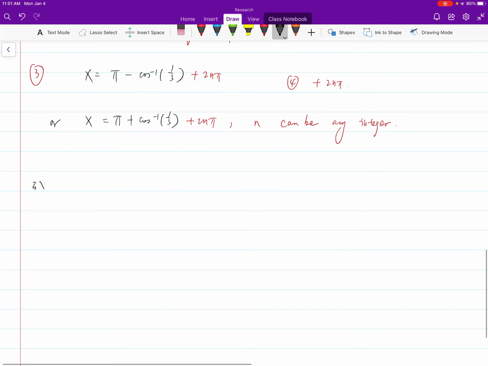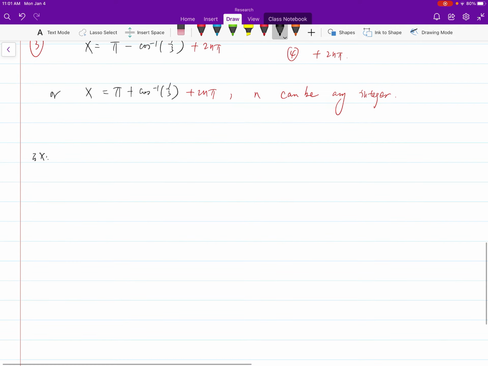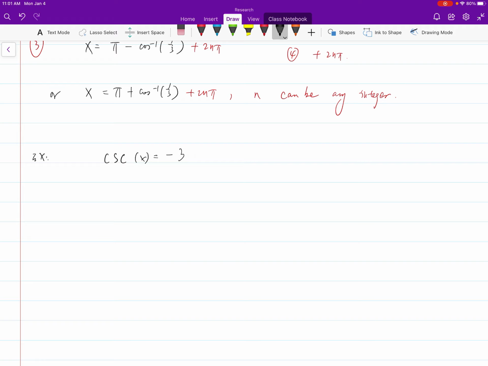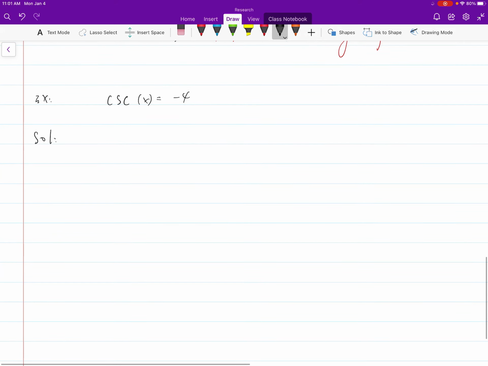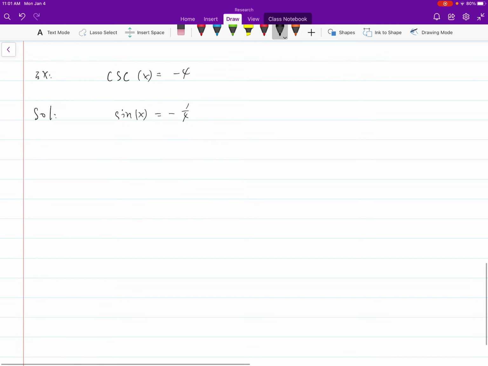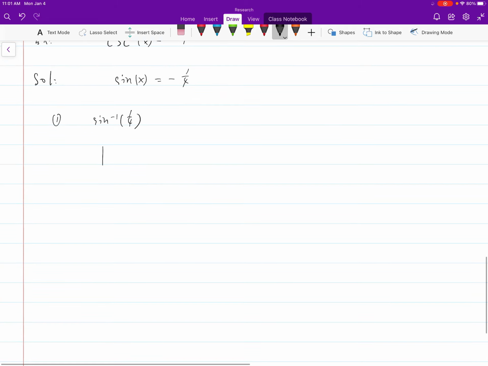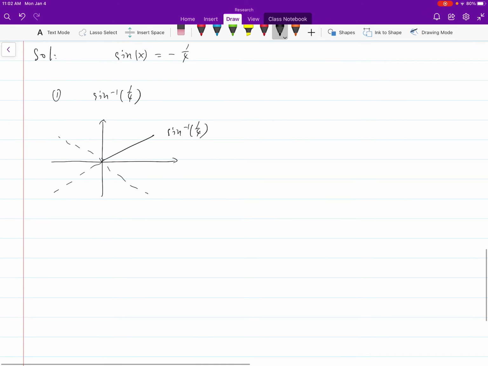Okay, let's try one more, this time really quickly. Let's try cosecant x equals -3 or -4. Okay, like we said, we never handle cosecant. When you see that, it's the same as solving sine x equals -1/4. All right, now step 1, sine inverse 1/4. Ignore the negative.